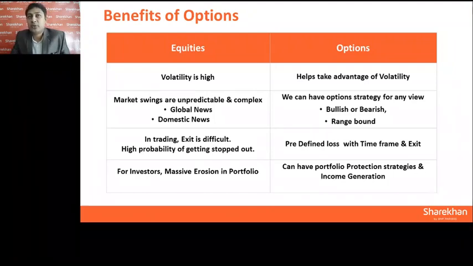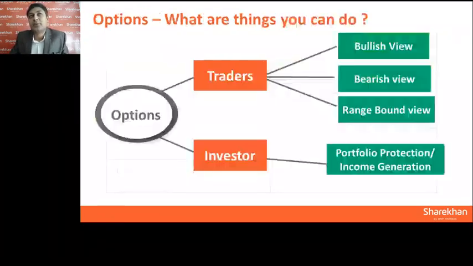When it comes to equity, you just need to hold on and sit on it. When it comes to options, you can protect the same portfolio and you can generate some income also out of it. That's what we discussed in the previous slide. Options for traders: you have bullish view, bearish view, and range bound view. So a trader can take a trade on a bullish, bearish, or range bound market. An investor can protect his portfolio or generate some income out of options.